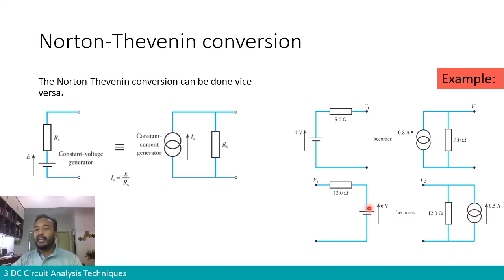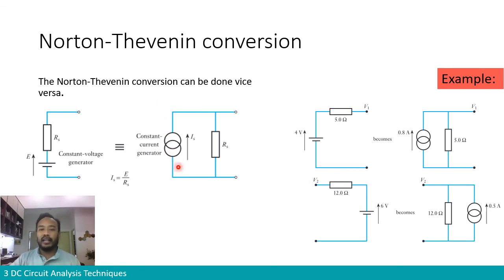If you do the inverse, imagine now we have a current source of 0.5 amp and an internal resistor in parallel with it of 12 ohms. What would be the voltage source in Thevenin? In the Thevenin source, V or E is therefore IS multiplied by RS. So IS of 0.5 multiplied by RS of 12, you will get 6 volts. So you can do the conversion from Thevenin to Norton or Norton to Thevenin.